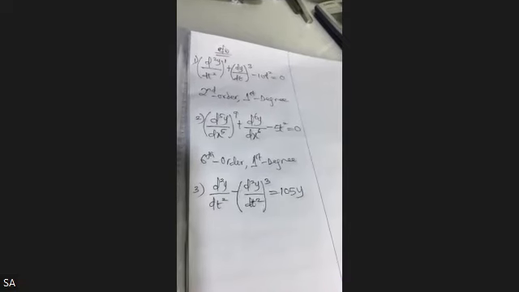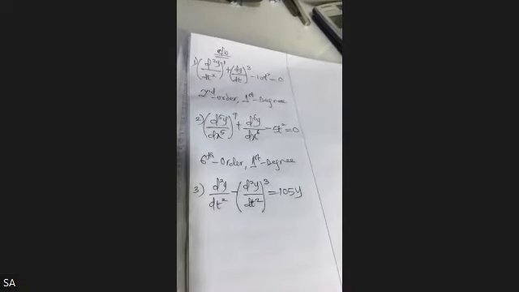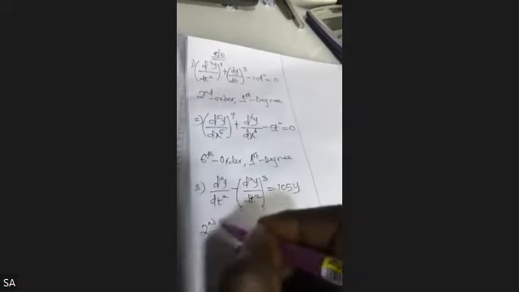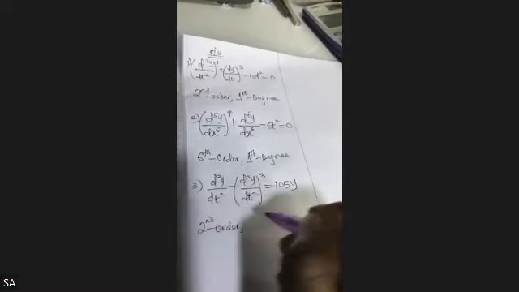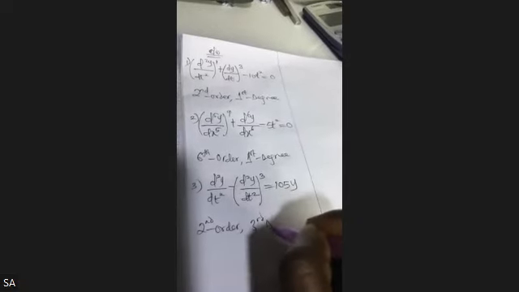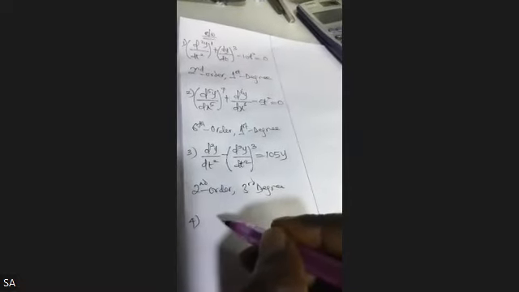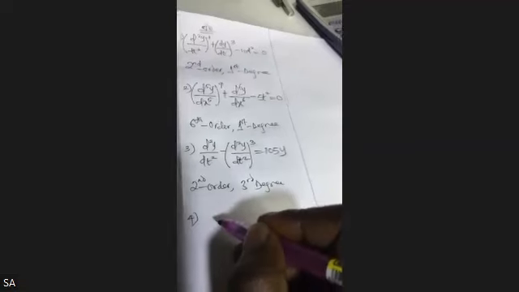Second order, degree 3. Third degree. Correct. This is second order, third degree. Very correct. Number 4, let's take this one. Thank you, Abigail.